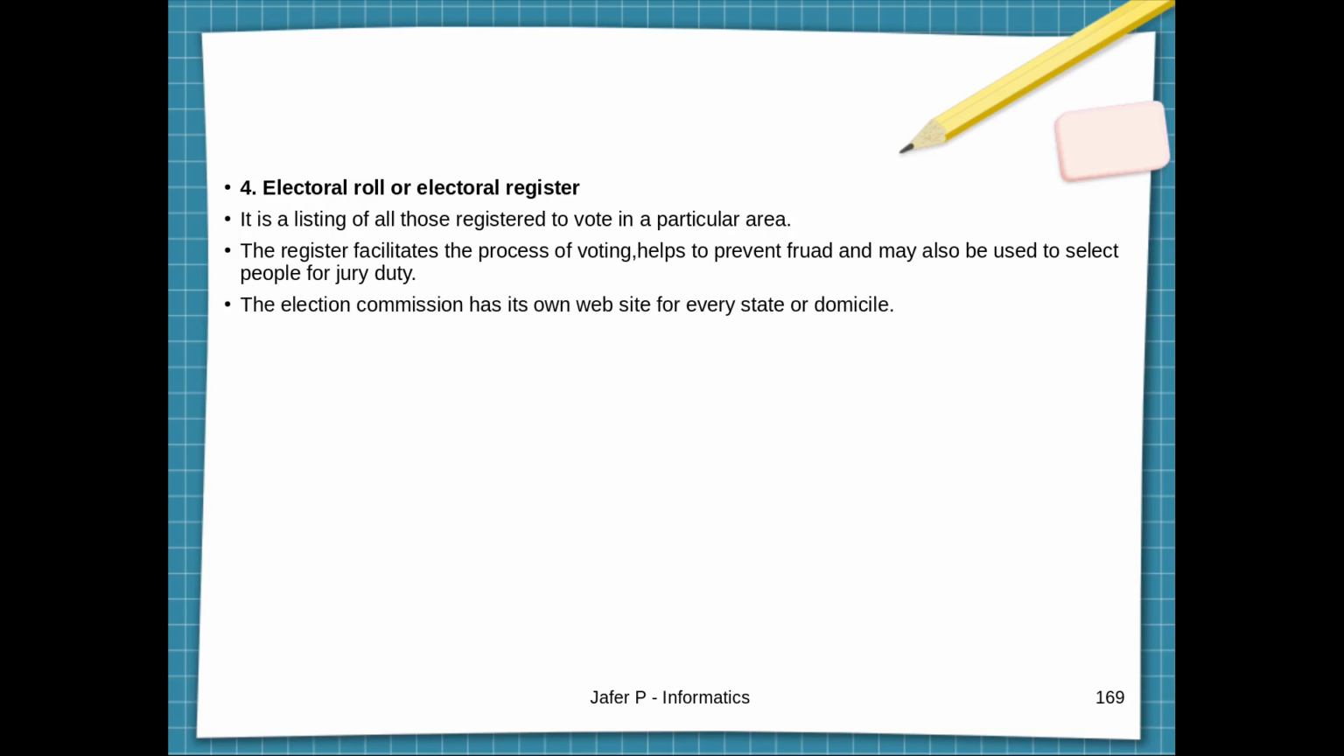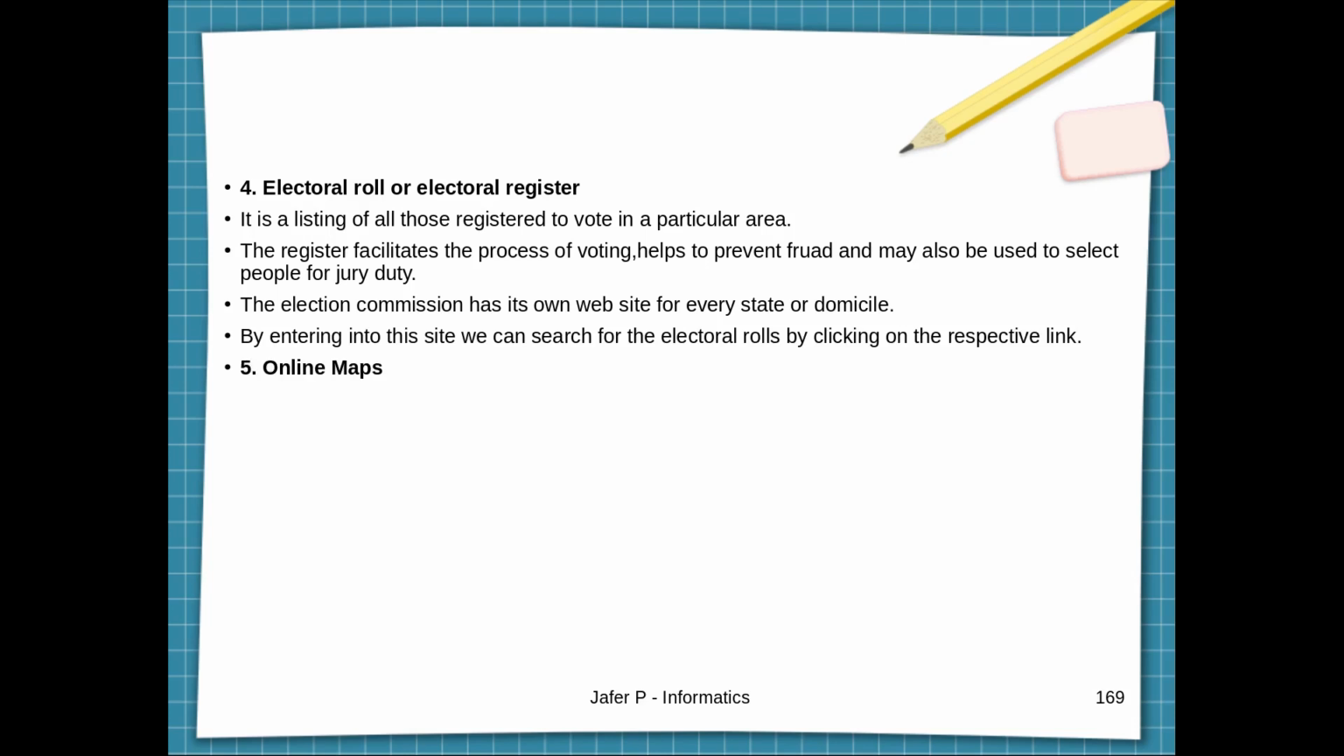It's also possible. The Election Commission has its own website for every state or domicile. They will have their own sites. By entering this site, we can search for the electoral rolls by clicking on the respective link. You can search for the electoral roll. That is called the electoral roll or electoral register. Those who want to vote can go and register for the electoral roll.